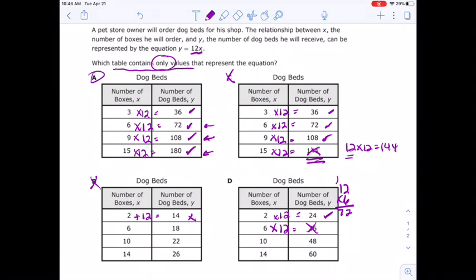10 times 12 is 120. And we've proven this one. 14 times 12 is nowhere near 60. We already know that 6 times 12 is more than 60, so 14 times 12 can't be 60. So we have proven the correct answer is A, and we know why the others are wrong. So we feel confident in our answer, and that's always our goal.